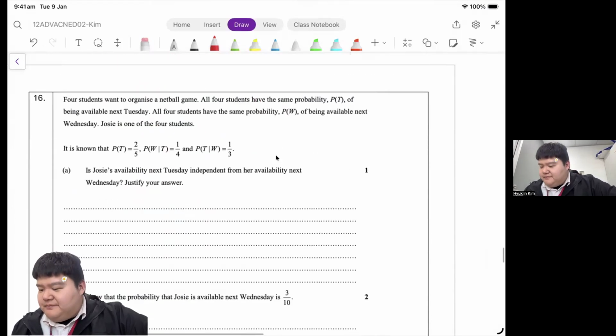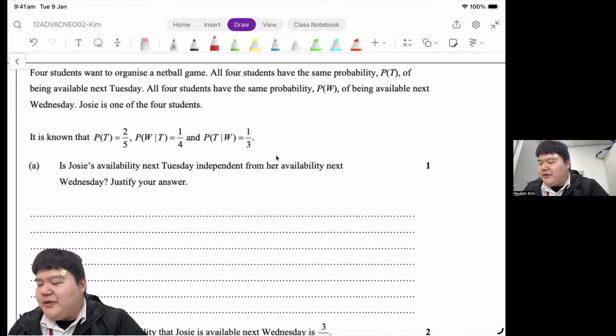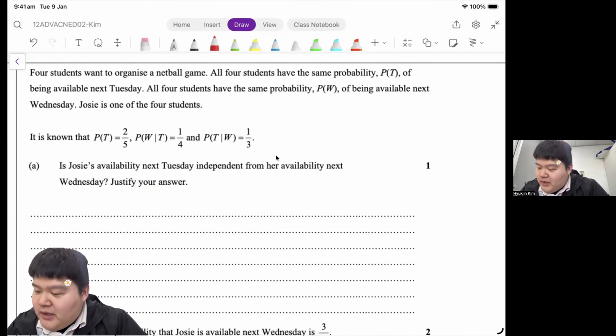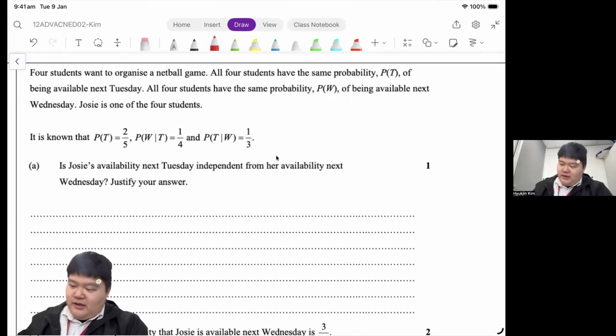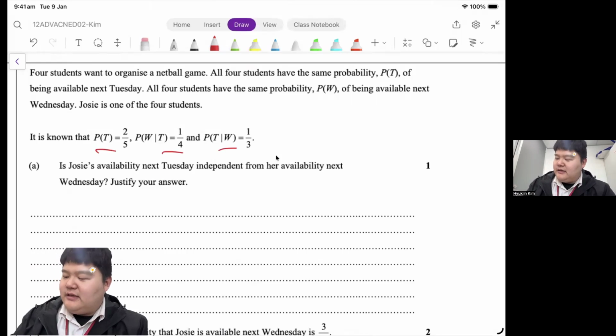All students want to organize a netball game. All students have the same probability PT of being available next Tuesday, and the same probability PW of being available next Wednesday. Josie is one of 4 students. It is known that this, and this.